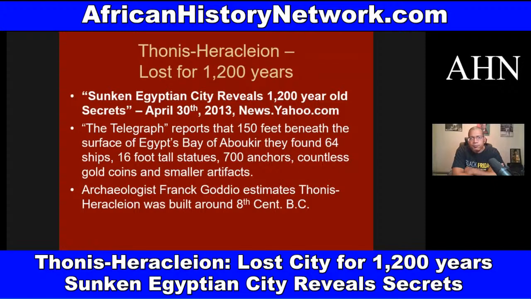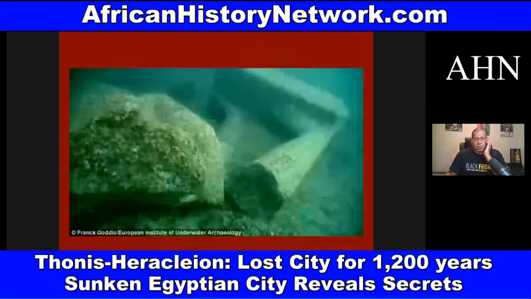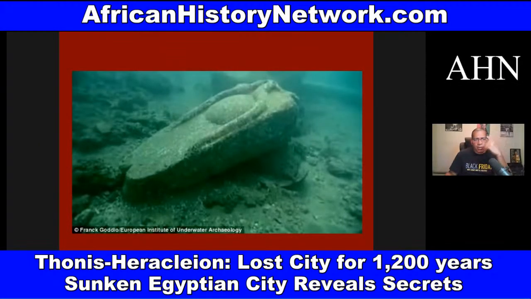The Telegraph reports that 150 feet beneath the surface of Egypt's Bay of Abu Qir, they found 64 ships, 16-foot tall statues, 700 anchors for ships, countless gold coins, and smaller artifacts. Archaeologist Frank Gaudillo estimates Tanis Heraklion was built around the 8th century BC or BCE, before the Common Era. So here are some pictures of what they found at the bottom of the sea. They found these 16-foot tall statues. Here's one with the legs broken off. Here's one that's probably from Offset with the horns and the sun disk. Okay.